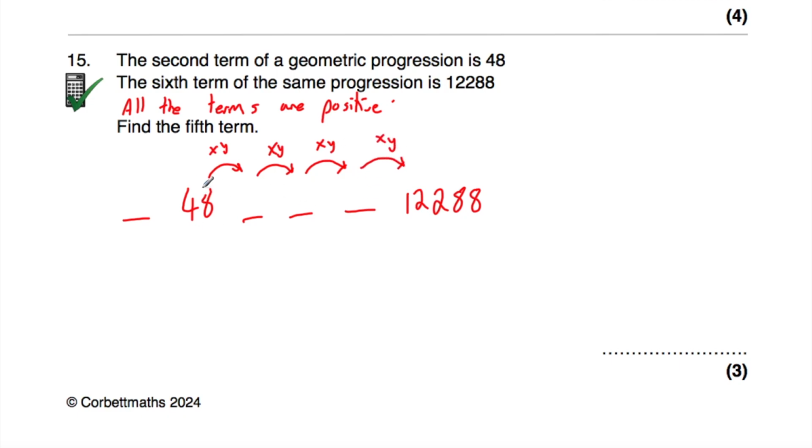So that means if we take our 48 and we multiply it by the same number 1, 2, 3, 4 times, we would get 12,288. Now let's form an equation here, because 48 multiplied by y, multiplied by y, multiplied by y, multiplied by y, that'll be y to the power 4, would be equal to 12,288.